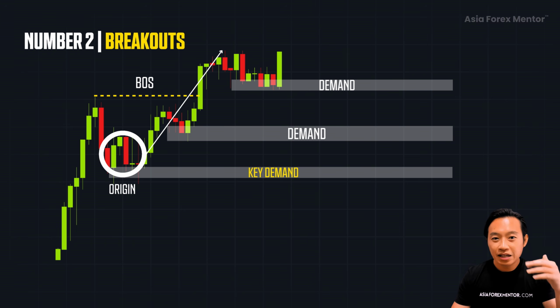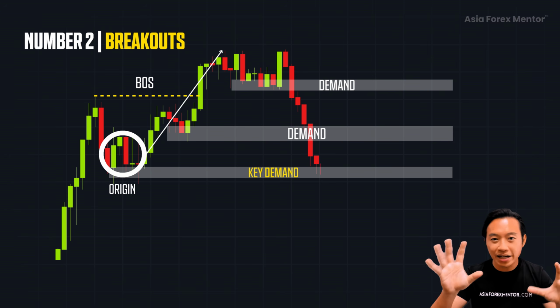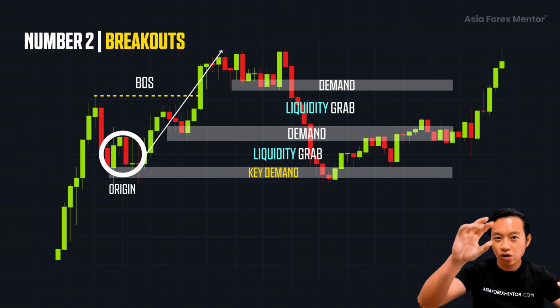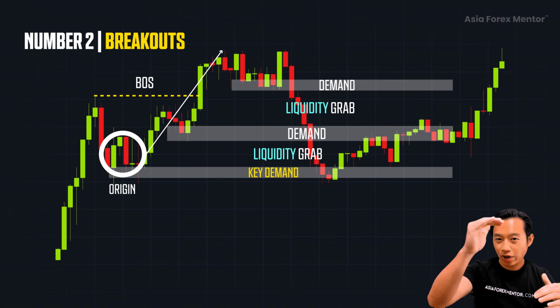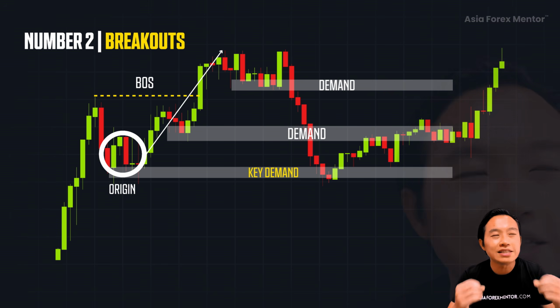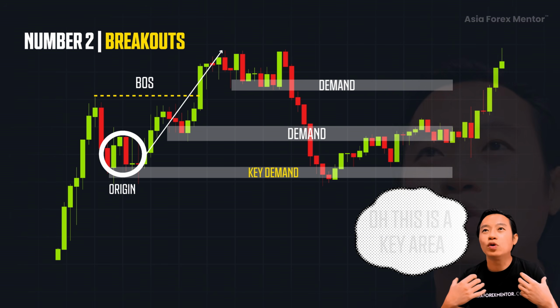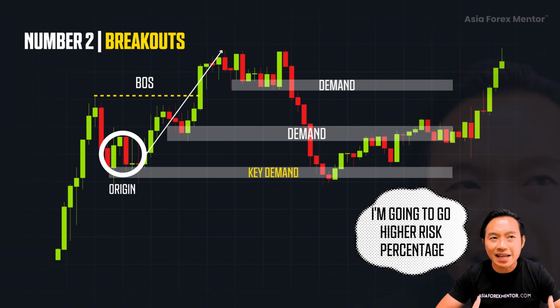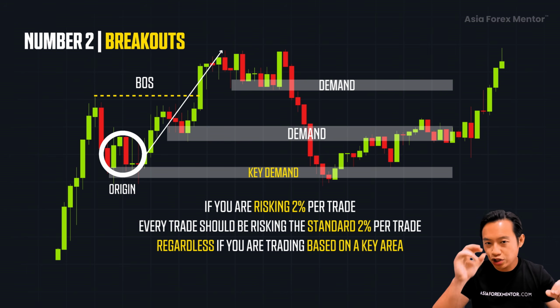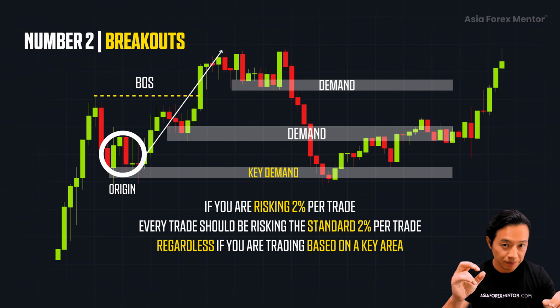Now, here's what's going to happen. There's a good chance that many traders are going to get trapped in what we call a liquidity grab. So when you are trading at these areas, don't just say, oh, this is a key area, I'm going to use a higher risk percentage. No. As with all trading, every trade should risk the standard amount of risk.